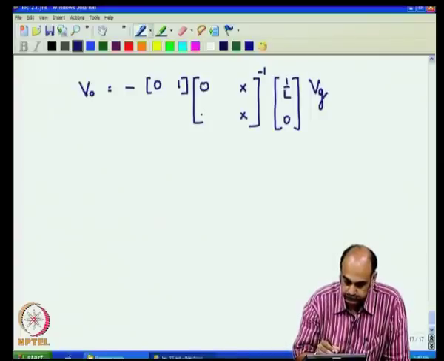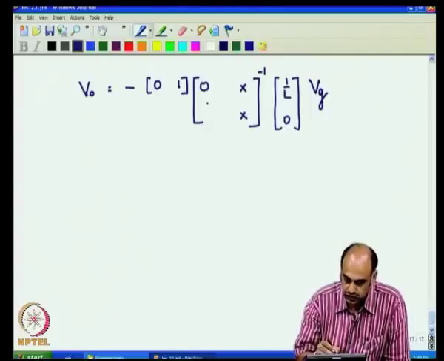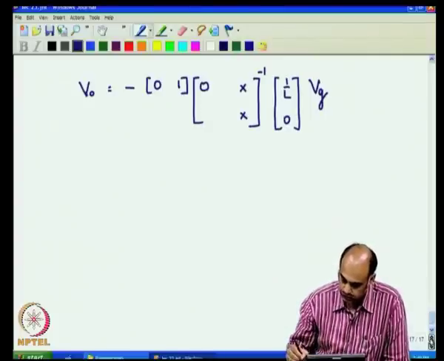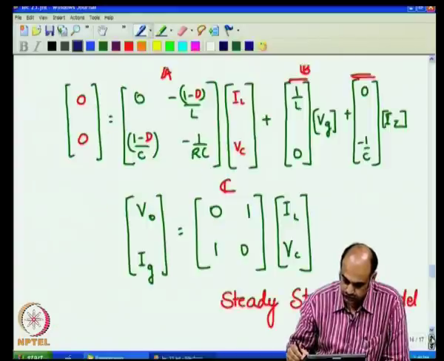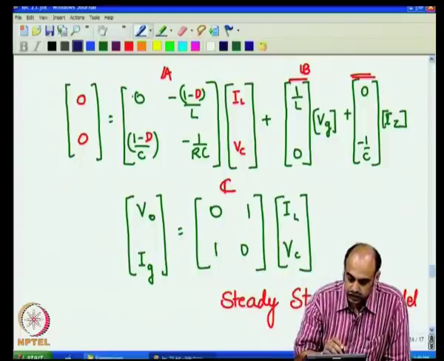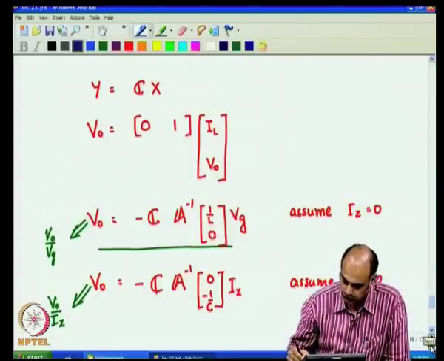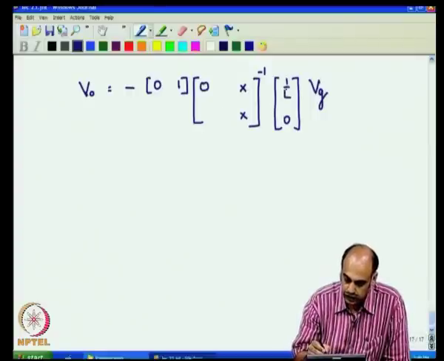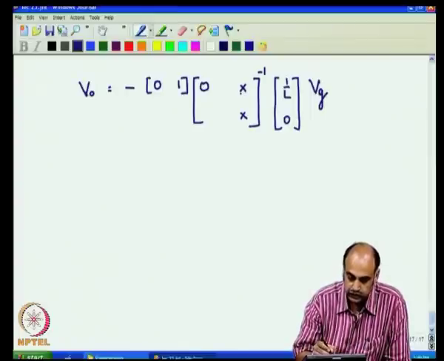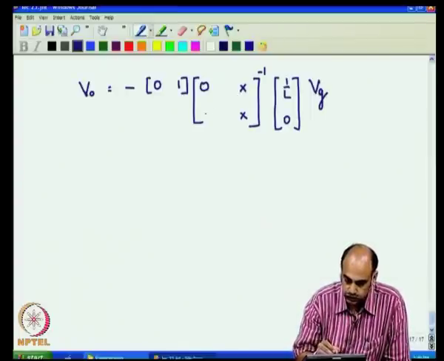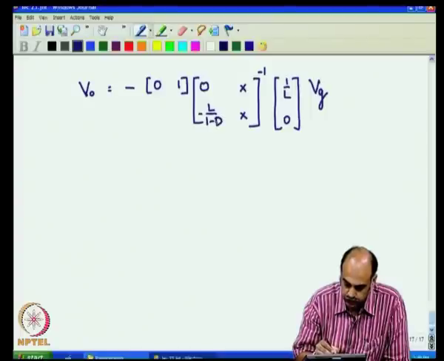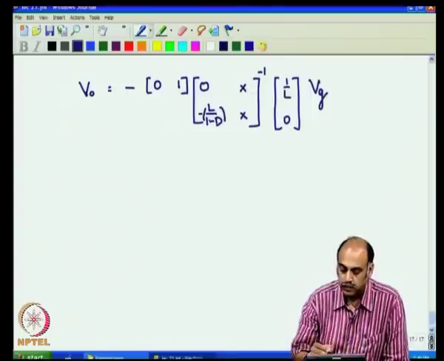So, the determinant in this case would be, to find the inverse, the determinant of this matrix is 1 minus d square by LC. Okay. And multiplied by the cofactor, and the cofactor is 1 minus d by L. So, you will land up with L by 1 minus d. You can work it out by hand on paper.